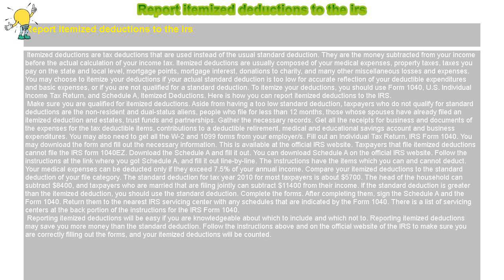Download the Schedule A and fill it out. You can download Schedule A on the official IRS website. Follow the instructions at the link where you got Schedule A, and fill it out line by line. The instructions have the items which you can and cannot deduct. Your medical expenses can be deducted only if they exceed 7.5% of your annual income.